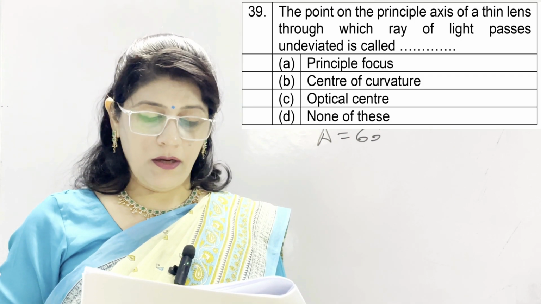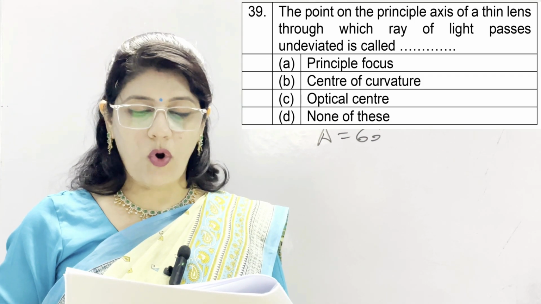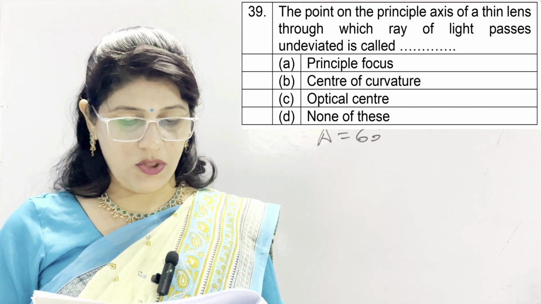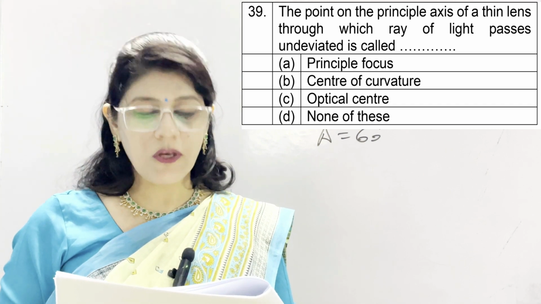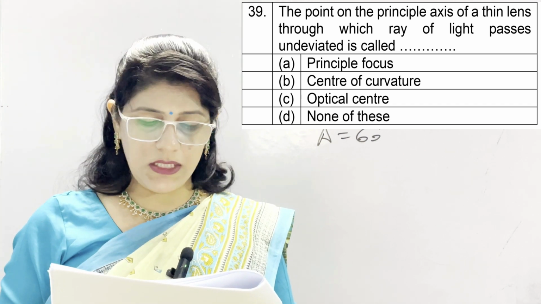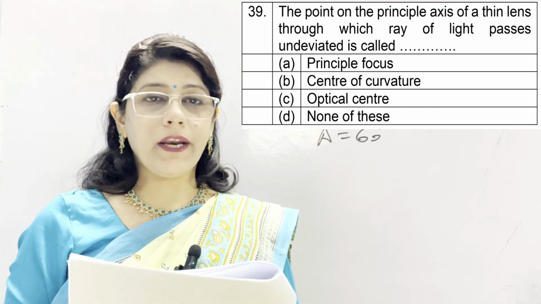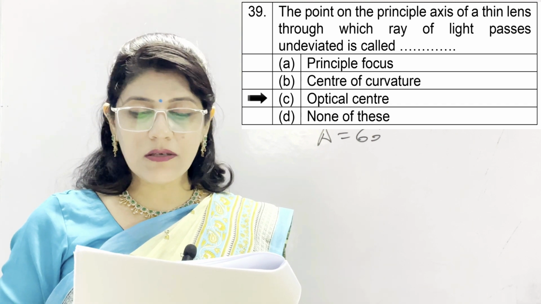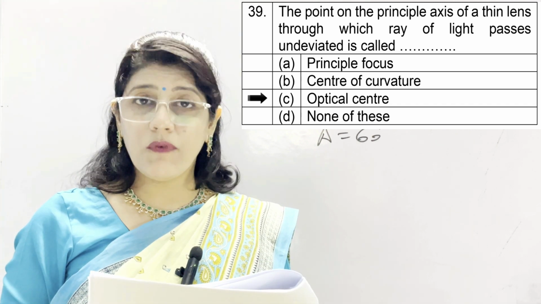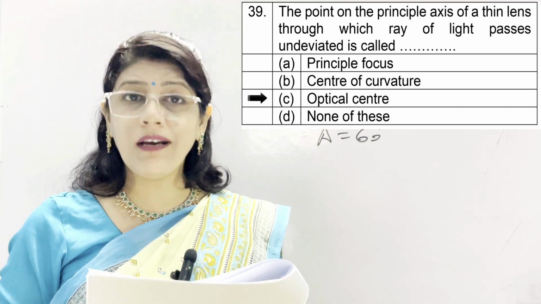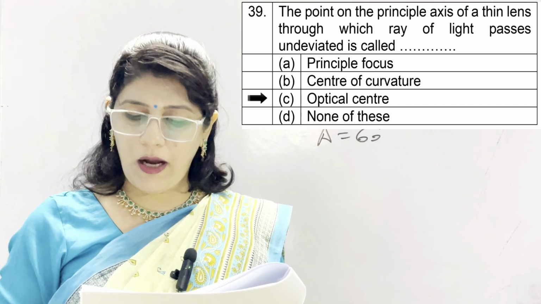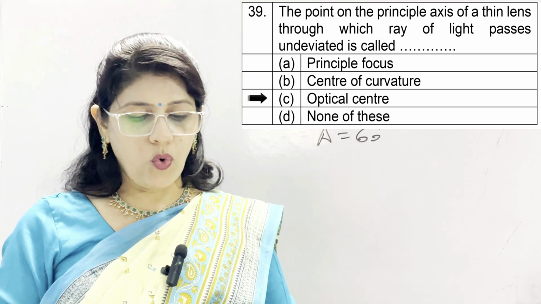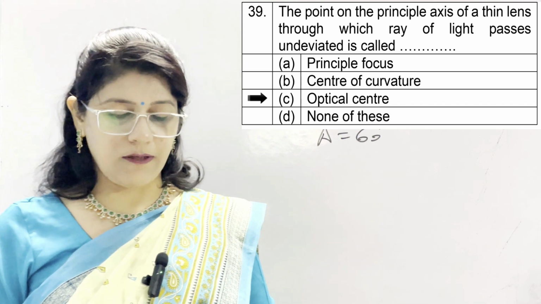Question number 39. The point on the principal axis of a thin lens through which a ray of light passes undeviated is called: option A, principal focus; B, center of curvature; C, optical center; and D, none of these. Here the correct option is C, optical center. At the optical center, the ray does not deviate because the curvature of the lens at the incident and the exit point are exactly opposite. So the deviation at the first point is cancelled at the other end. So no deviation is possible at the optical center.